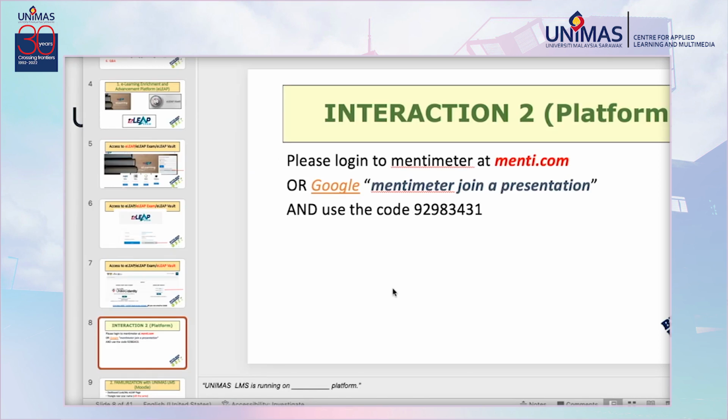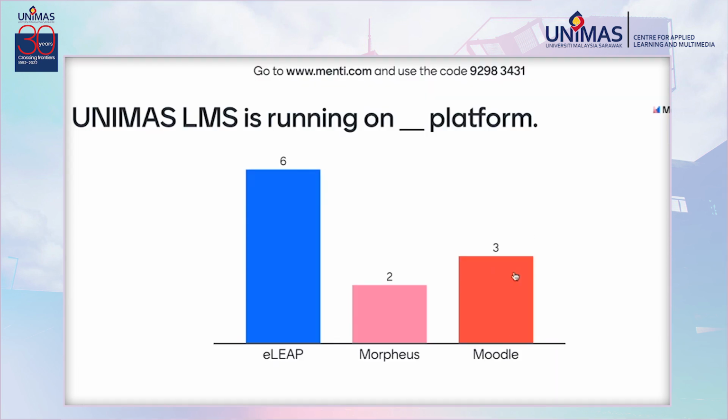UNIMAS LMS is running on, it's actually Moodle. Moodle. Three of you all got it right. Excellent. Now, let me introduce to you what Moodle is all about. Moodle is the coding software that enables the administration and running of the LMS, which we have named with the proper name eLEAP, whereas the learning management system is a generic name, and it is running under Moodle.